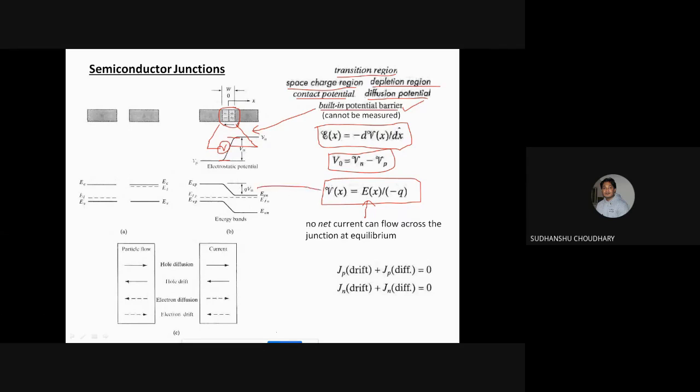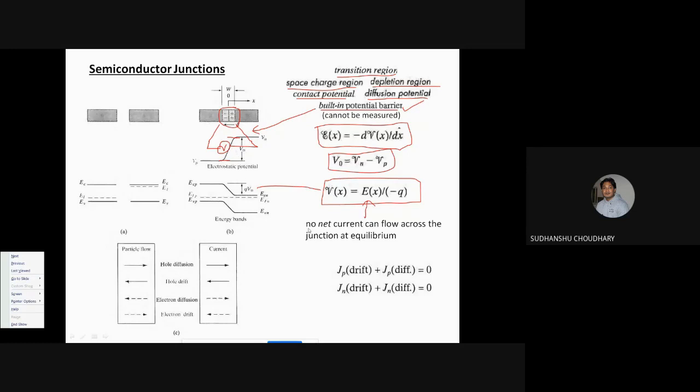So this energy barrier comes up because of this electrostatic potential, which is appearing across the junction.